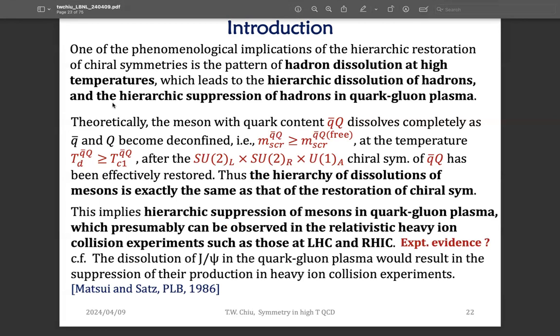So this implies the hierarchical suppression of mesons in the quark-gluon plasma, which presumably can be observed in relativistic heavy ion collision experiments such as the LHC and RHIC. I don't know whether there is any experimental evidence for that. Here I recall there's a seminal paper by Matsui and Satz in 1986, saying the dissociation of the J/psi in the quark-gluon plasma would result in the suppression of its production in heavy ion collision experiments. And this has been experimentally confirmed.